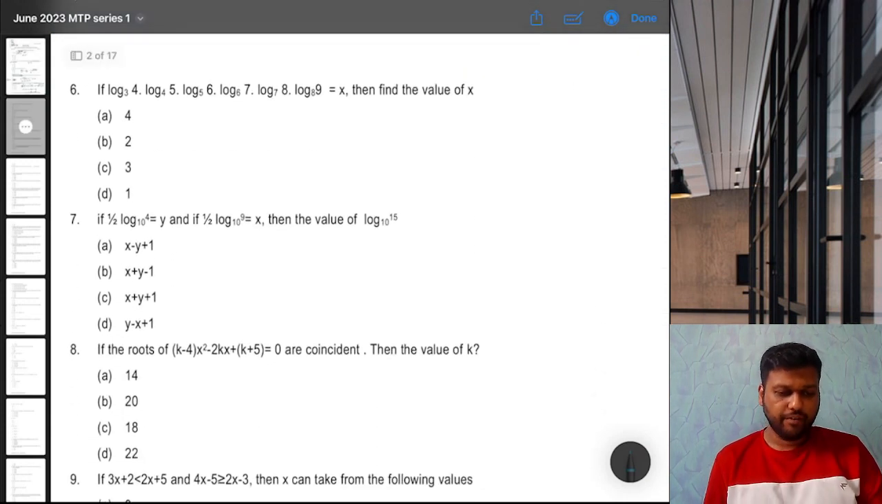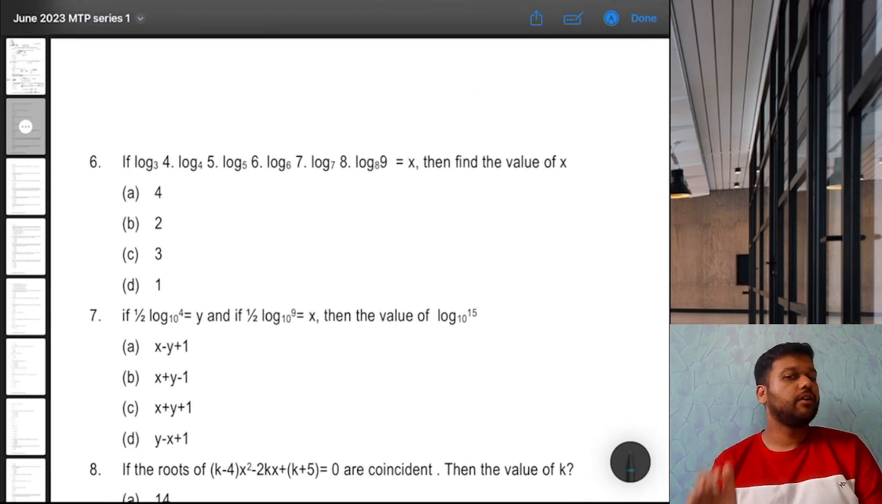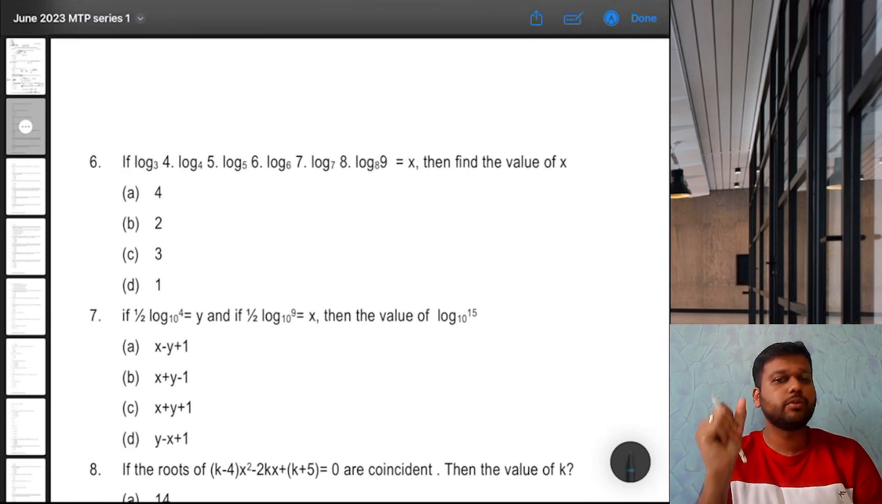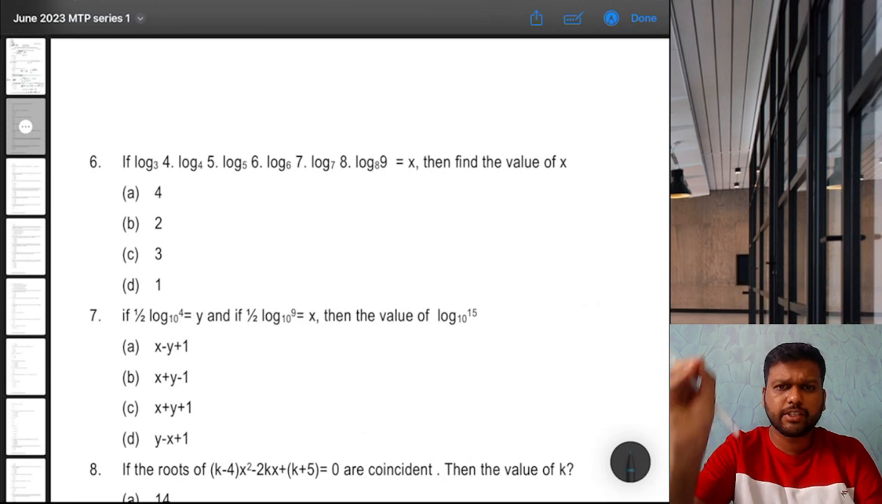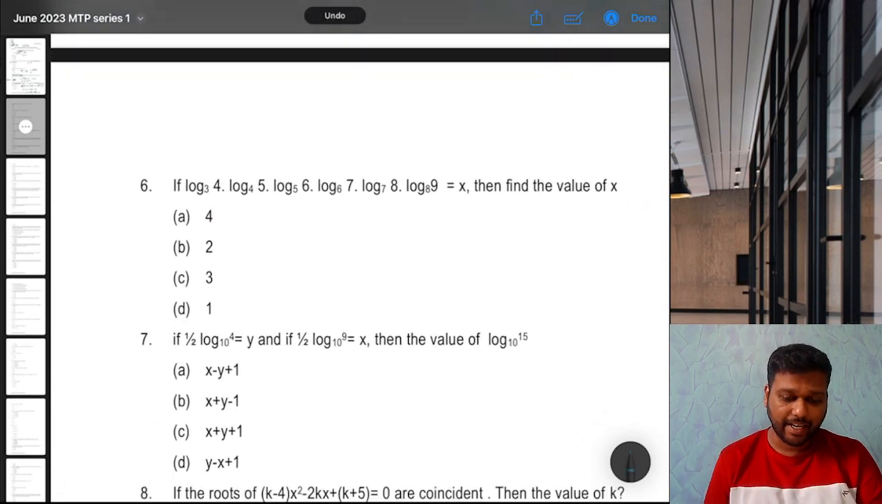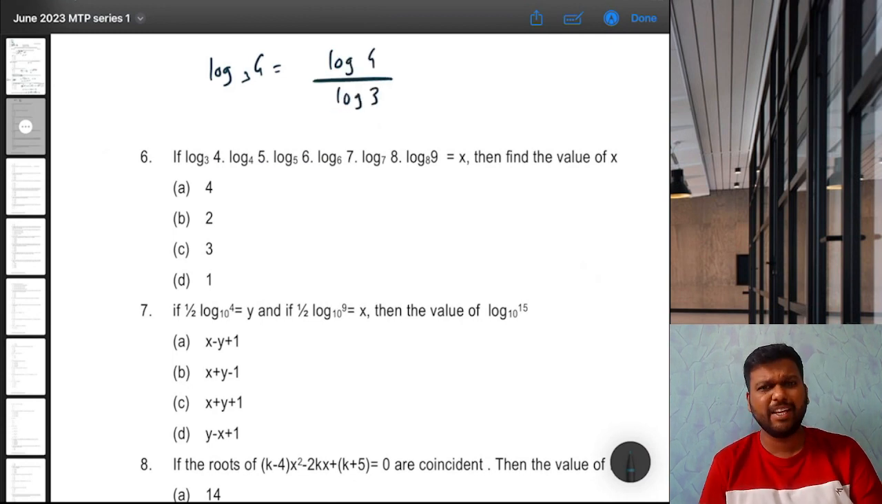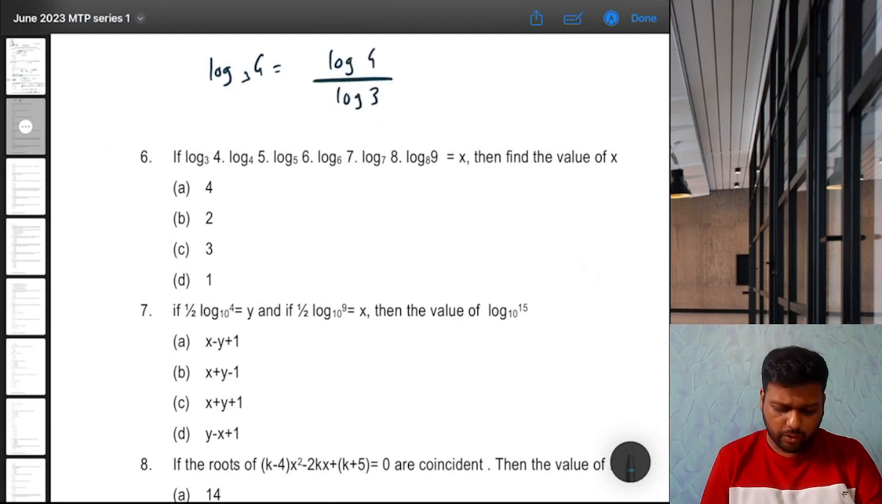6th. If the log of this is equal to x, then find x. Whenever the base is different, always know that you have to use change of base. That's it. Whenever the base is different, change of base. What is change of base? If you have something like log 4 to base 3, you can write it like this: log 4 to base 3 can be written as log 4 by log 3 with any base. Okay, any base.